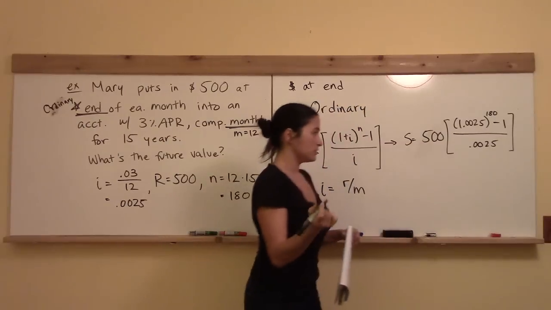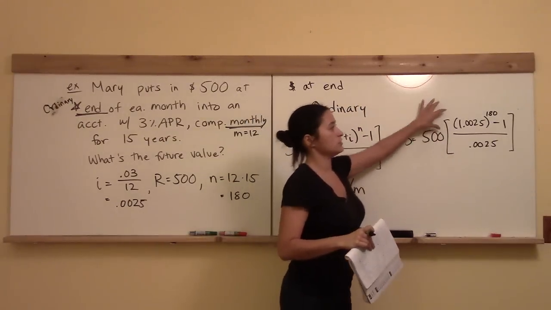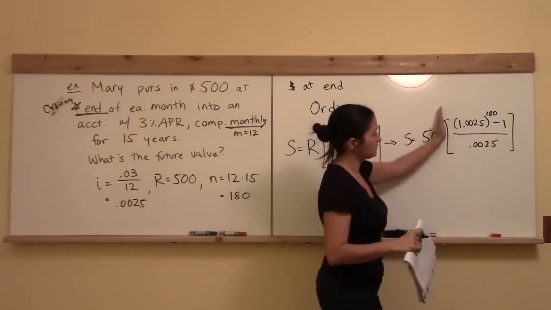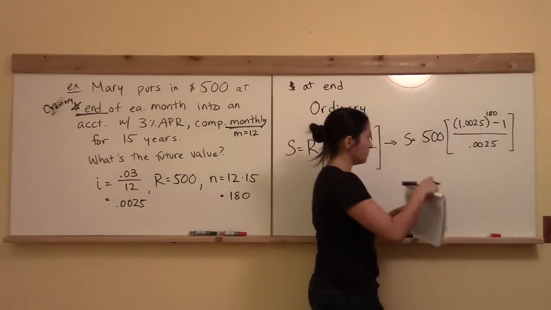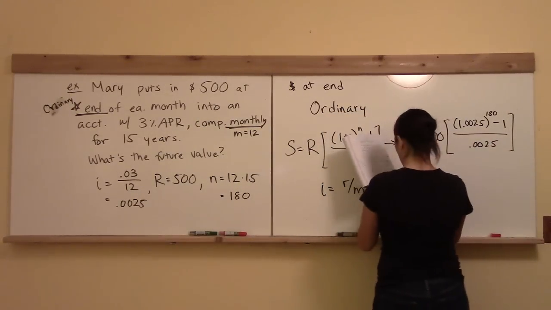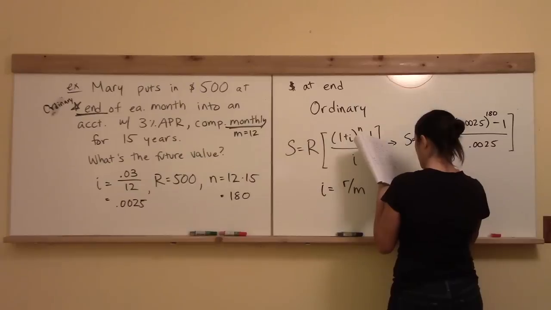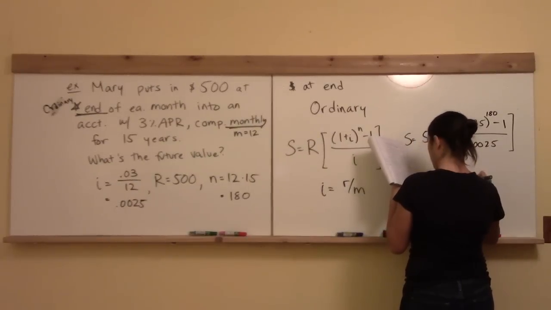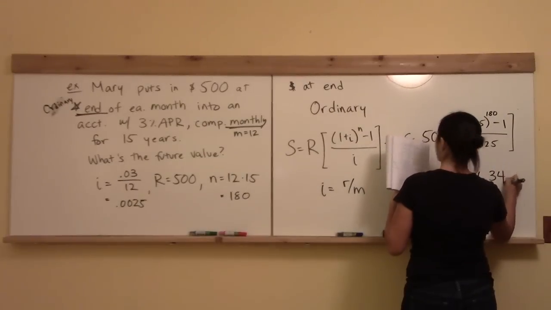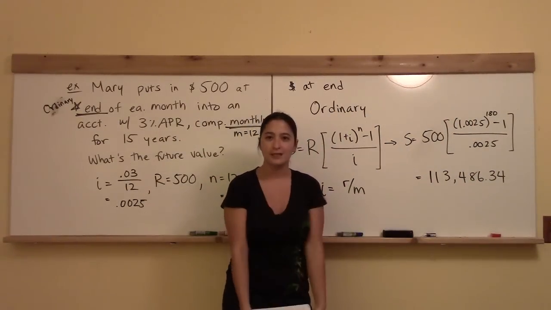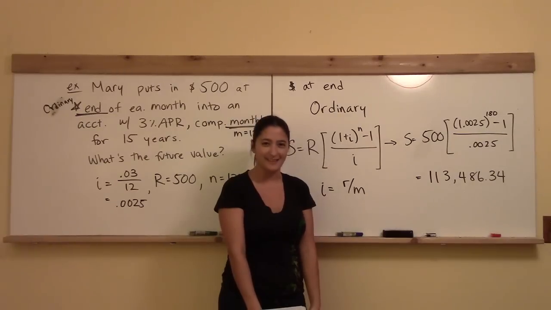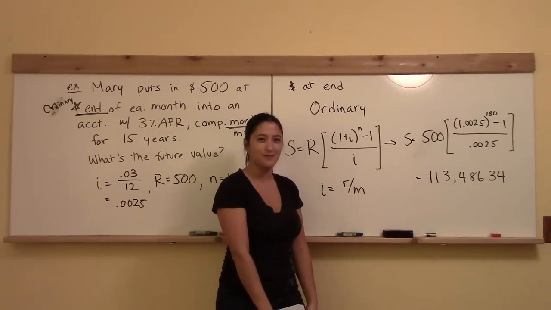Okay, so on your calculator, you're doing like 500 times this entire quantity. You might want to put this entire quantity up here in brackets and then divided by the quantity on the bottom. And definitely encourage you to check this yourself. What number did I get from this? How much money did Mary accrue over that 15 years? $113,000. Yeah, nice. That's a pretty nice nest egg for Mary.